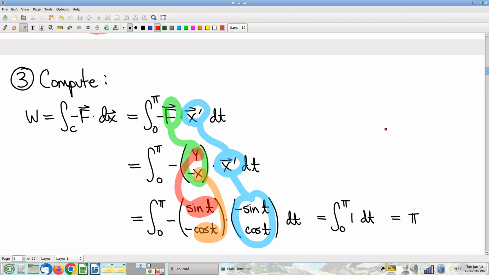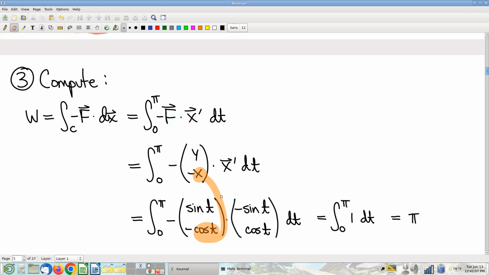And then it turns into a very easy integral. We got lucky in this case. You won't always get that lucky, right? But in this case, really nice. Okay. Moving along.